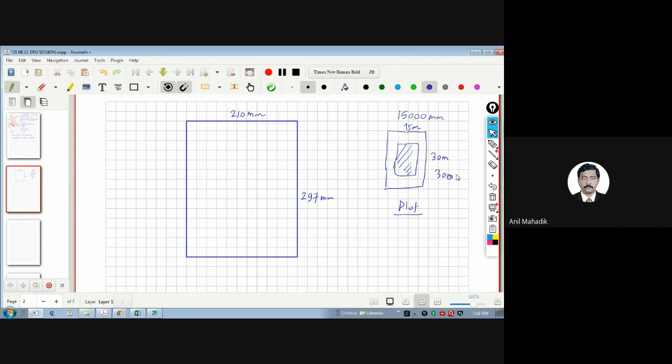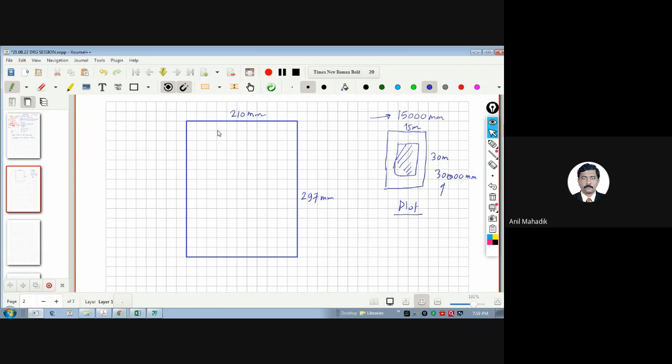So why am I taking this? Because my page is in mm here. Now this is your plot dimensions: 15,000 mm and 30,000 mm. Now can you draw a line of 15,000 mm here horizontally?